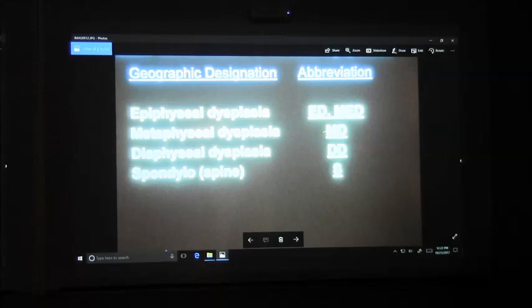The metaphyseal dysplasia, MD, and the diaphyseal dysplasia, DD, and then spondylo means spine. When you have spondylo, or spine involvement, in one of these others, then we combine them for terminology. Each of these has different degrees of specificity or lack of specificity, particularly the epiphyseal dysplasias. I'm going on because I've already discussed this with you.